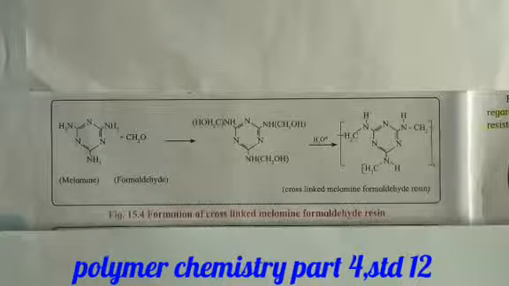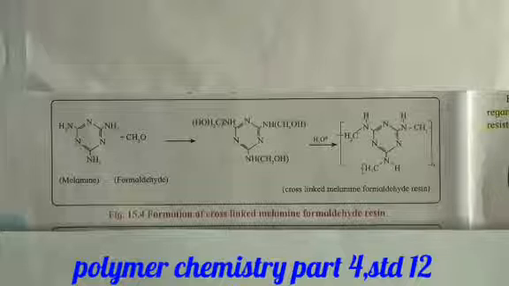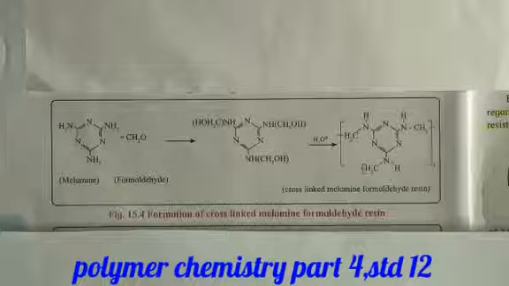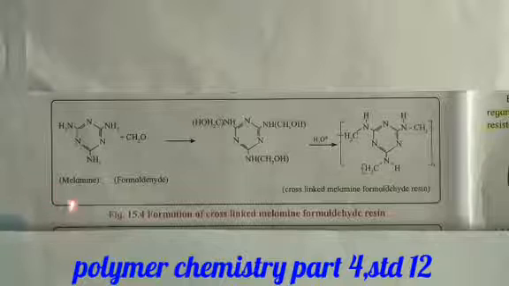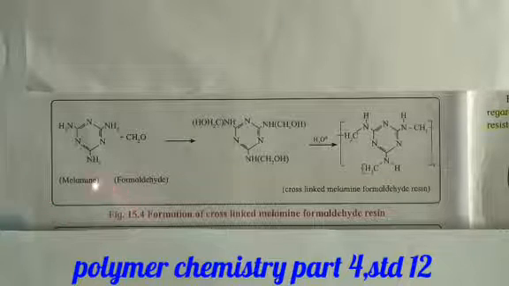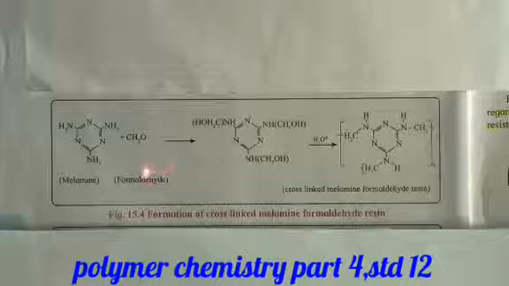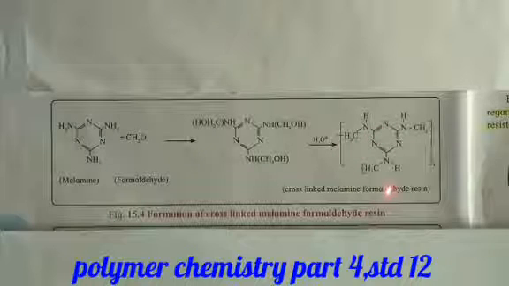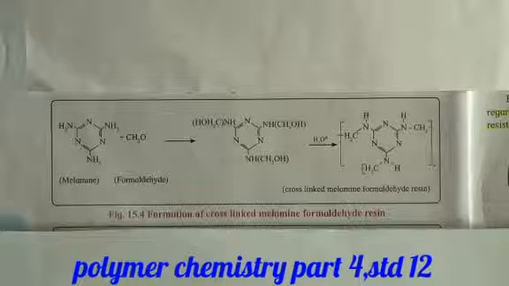Let us see an example of the reaction of formation of cross-linked melamine formaldehyde resin. Melamine formaldehyde resin contains melamine and formaldehyde. Melamine has a cyclic structure, and condensation polymerization takes place, which afterwards forms cross linkage, and this structure is known as melamine formaldehyde resin, which is a thermosetting polymer.